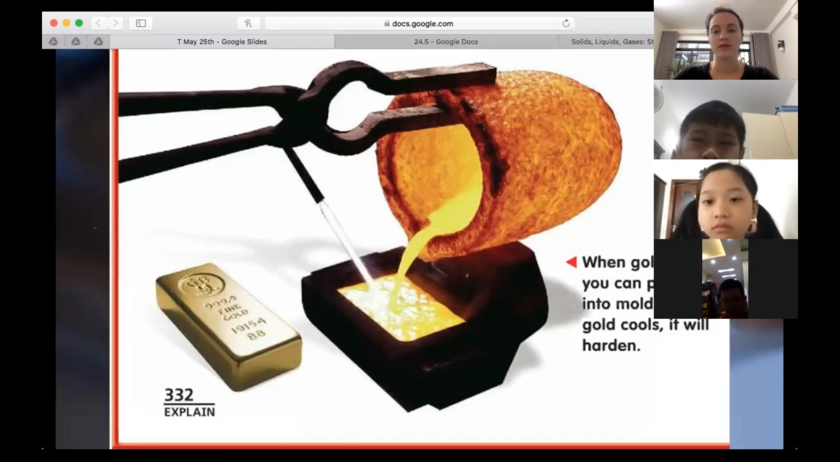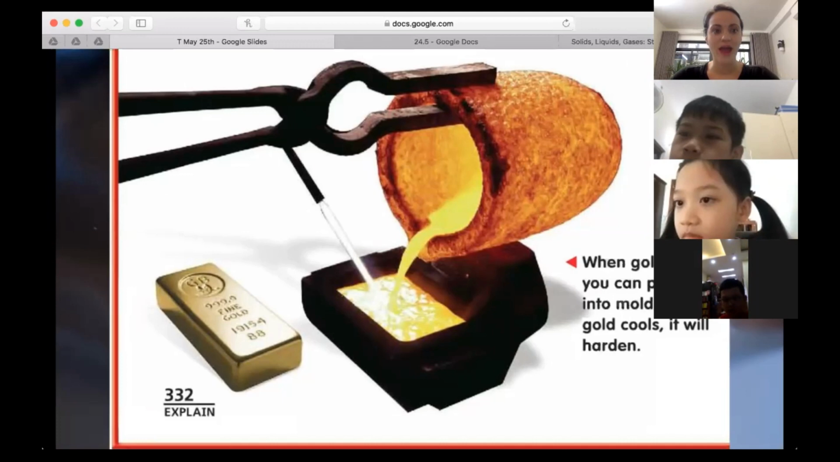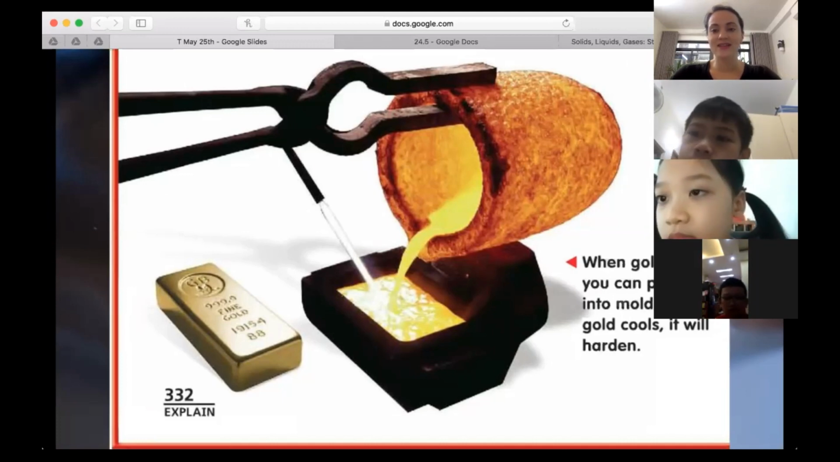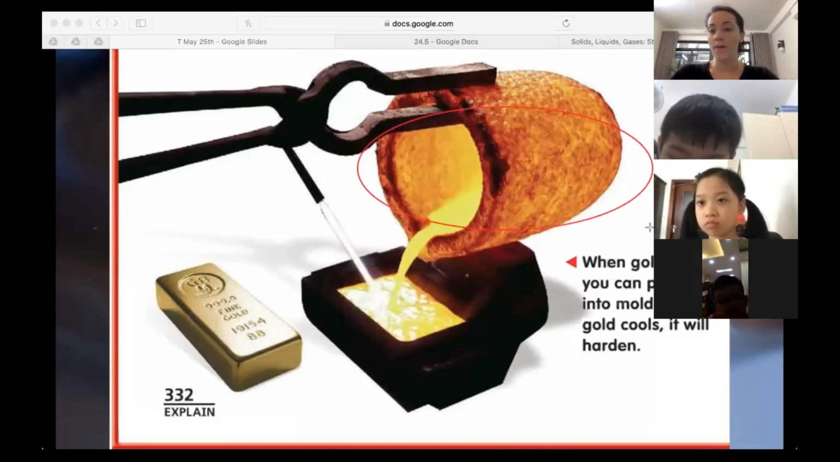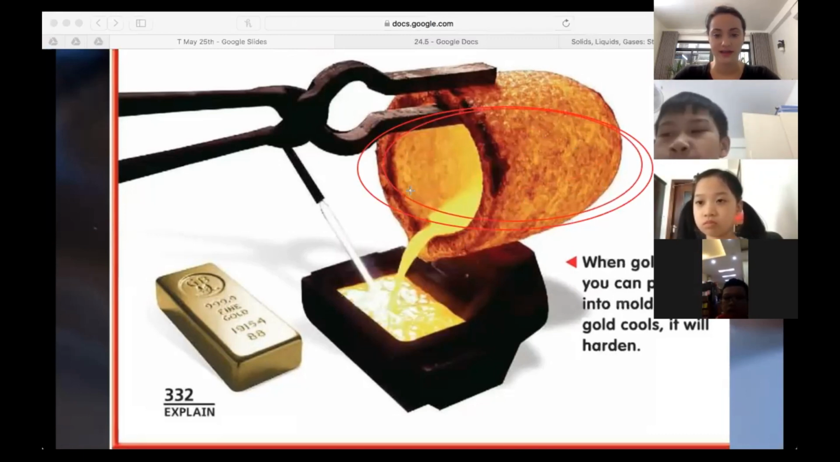What is a mold? Not like mold on your bread, right? Go ahead and circle mold. This is the pourer, what the gold was melted in. This was put in the fire and got really hot. And this is the liquid gold.